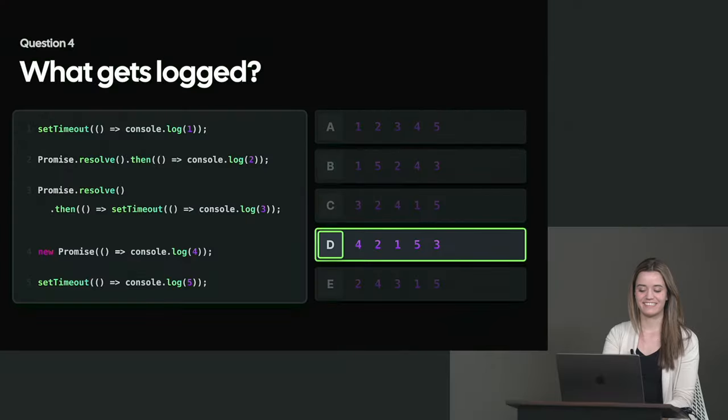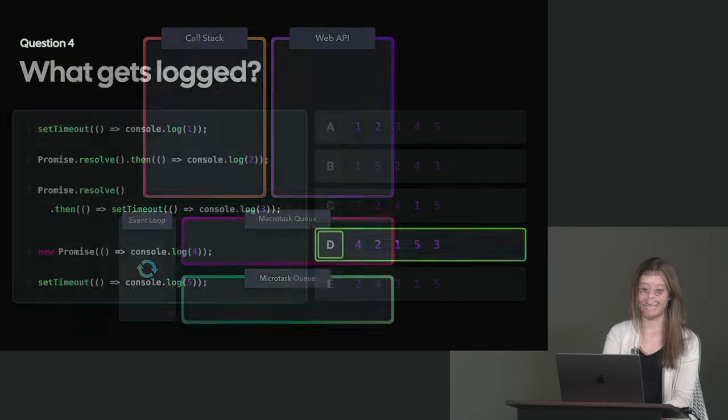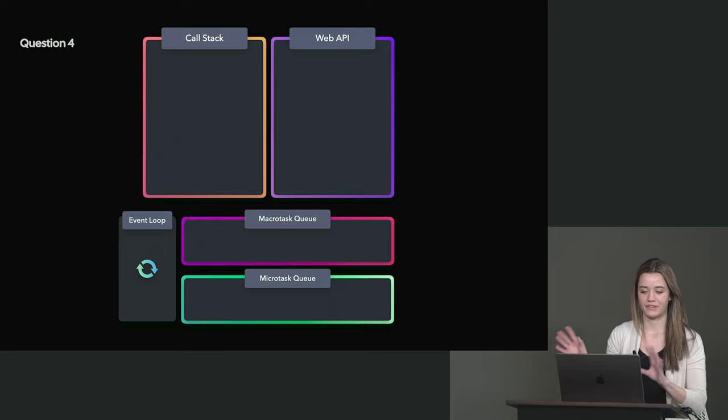So the right answer is D. It's 4, 2, 1, 5, 3. This is the first time that we're using the event loop.